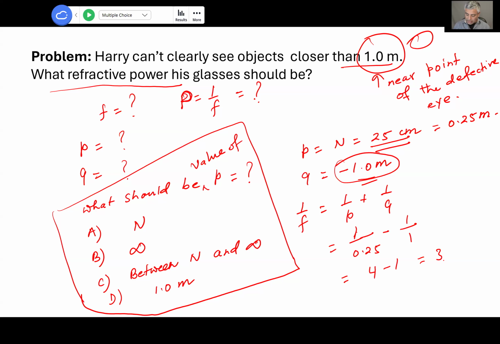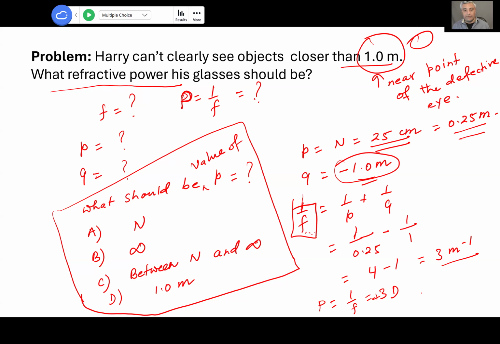So 1 over f is 3, means power is 1 over f, means 3. So looks like we are getting positive. And the unit is going to be D because we use these in meters. So this is 1 over meter because focal length has to be in meter. This is 1 over f we're talking about, so this has to be 1 over meter or per meter.